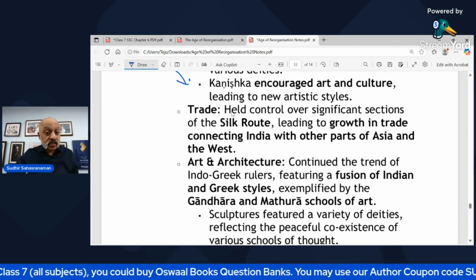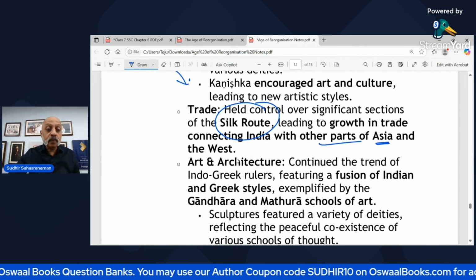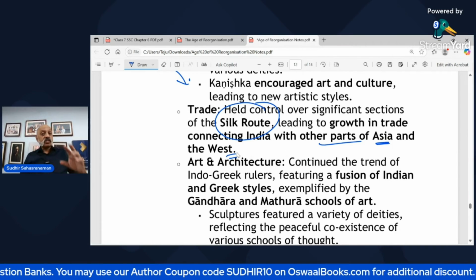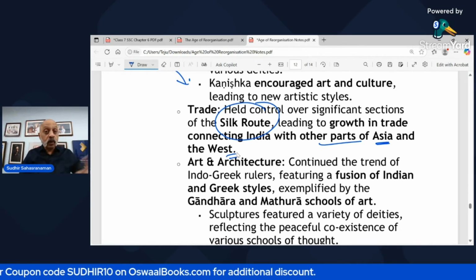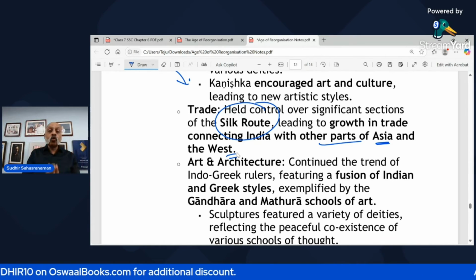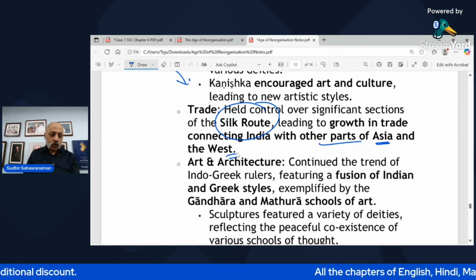Trade, same thing. The Silk Route is very important because it connected India with other parts of Asia and the West. The Silk Route is where you would be able to get silk. It went into China, it went into Mongolia. So different routes. The Silk Route was considered extremely important from the trade point of view during that time.